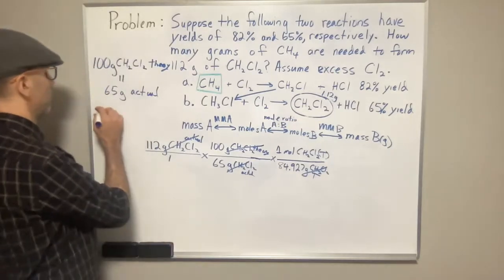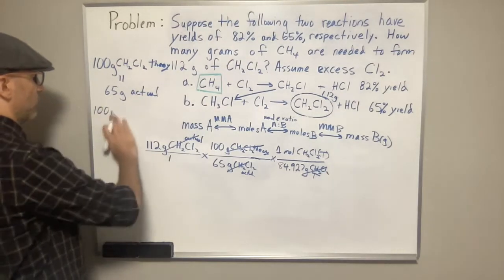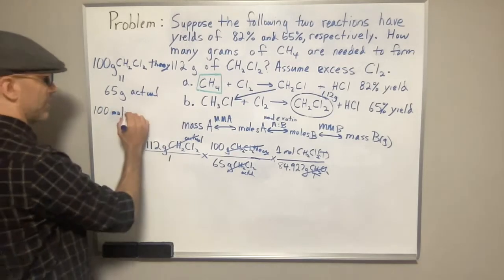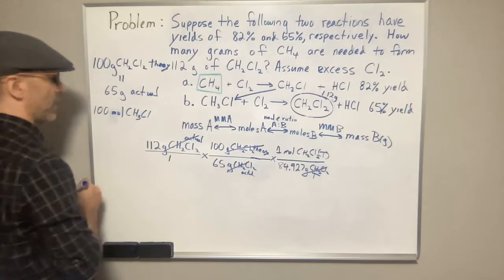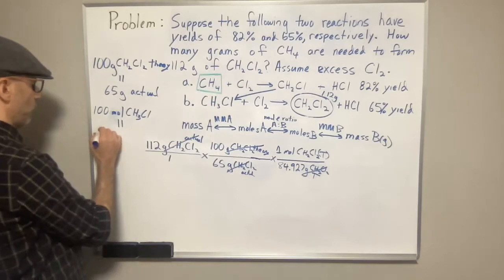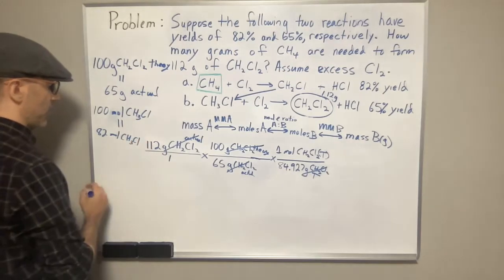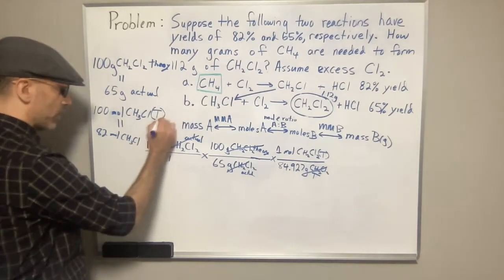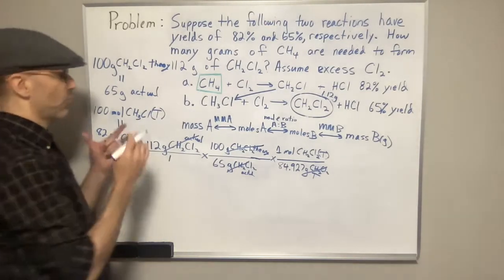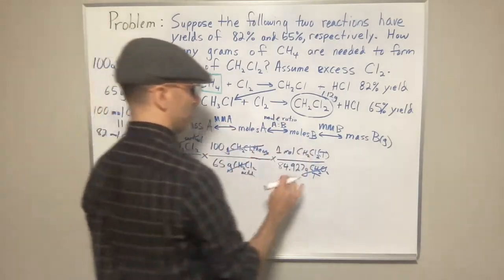So what does that mean? It means that out of 100 grams, or moles in this case, so we can use moles, out of 100 moles of my CH3Cl, I only got 82 moles. So this is again theoretical. That's what I should have gotten. This is what I actually got. So now this becomes the actual amount of CH3Cl.